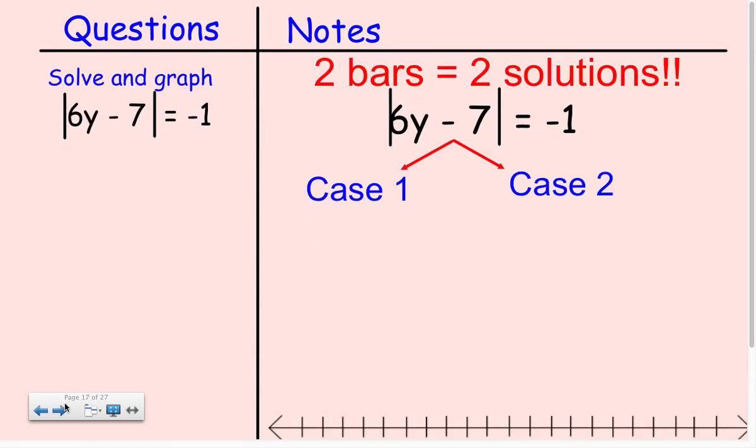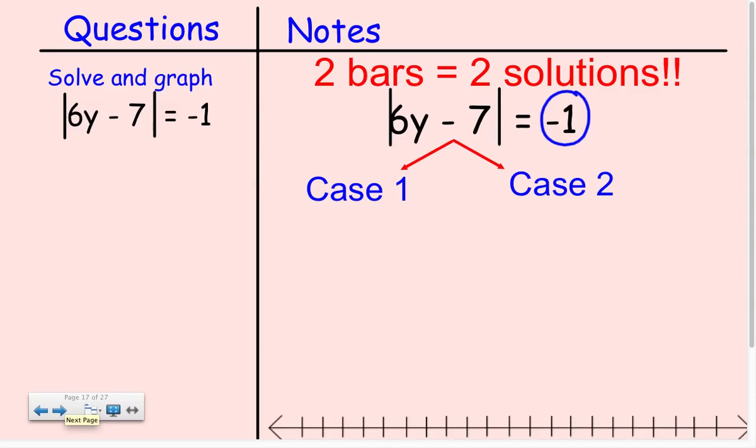All right, third one, 6y minus 7 equals negative 1. Now I want you to stop and look at this equation for a second and see if you can figure out what is different about it. If you notice that this 1 is negative, you're correct. There is a problem with that.